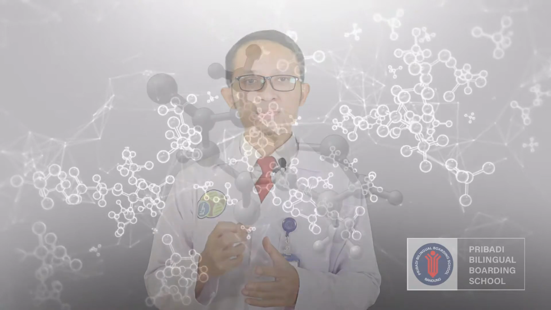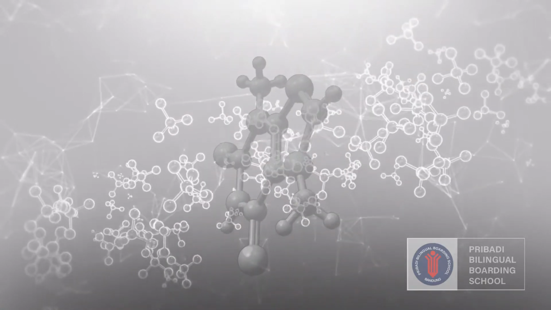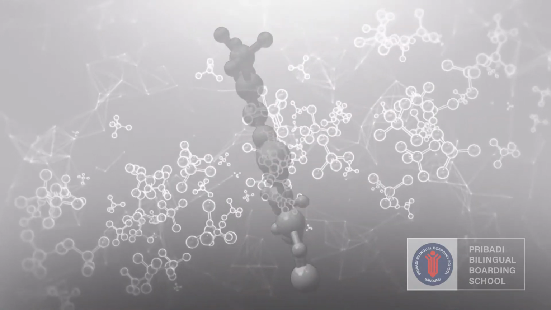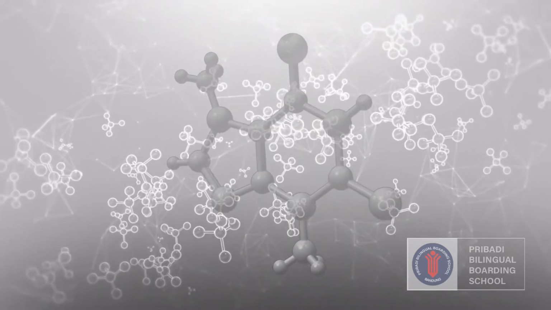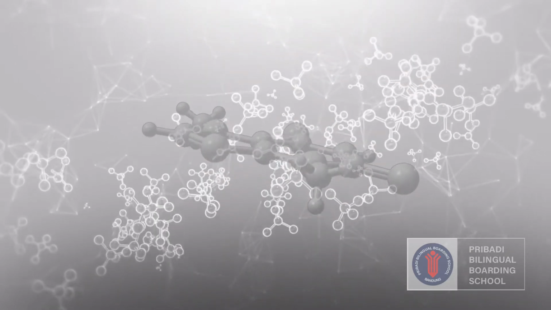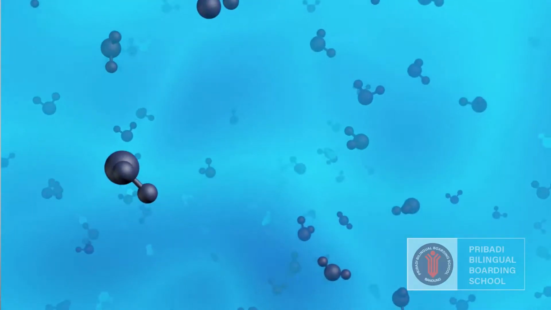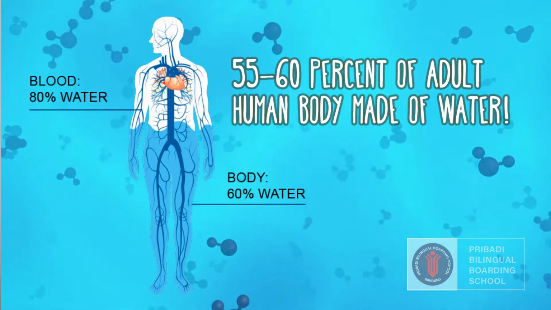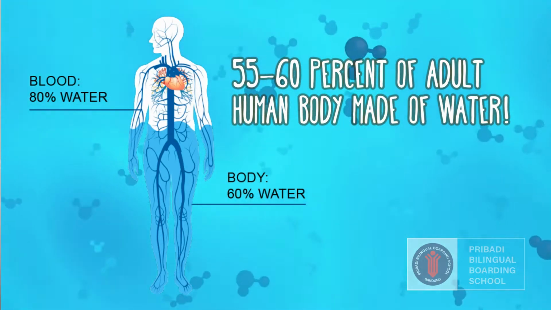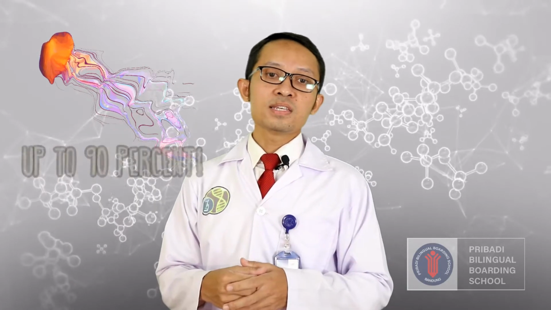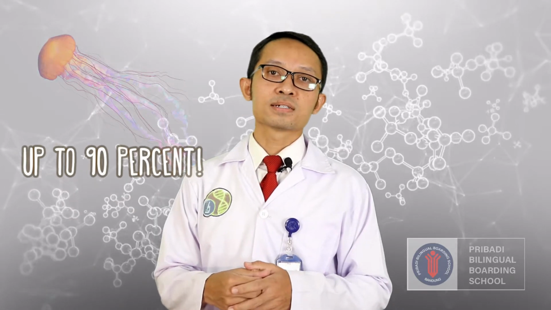The life processes depend on biological molecules, whose structure is related to their functions. Do you know that actually all living organisms are made of a quite small group of molecules? The most common thing that we can find in living things is water. About 55 to 60% of an adult human body is made up of water. In some organisms, for example in this jellyfish, this can be up to 90%.